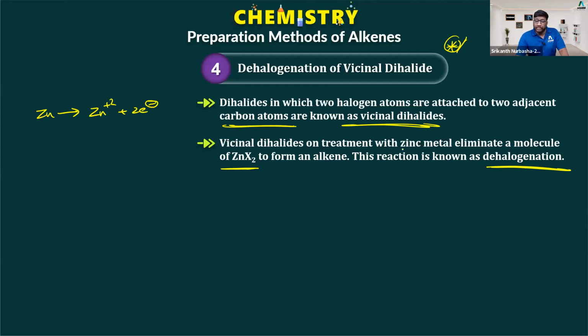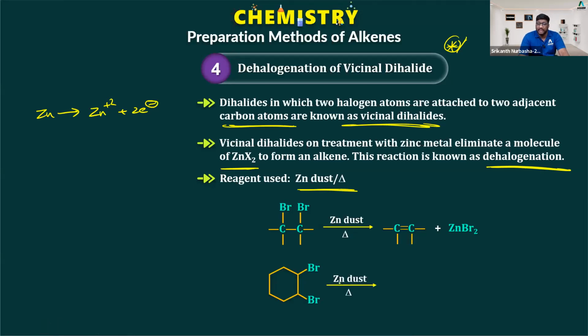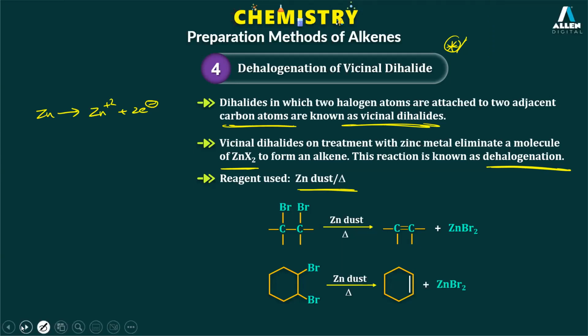So vicinal dihalides on treatment with zinc metal eliminate a molecule of ZnBr2, because in ZnBr2 we have zinc in the Zn+2 ion, and this reaction is nothing but a dehalogenation. Reagent used: zinc dust upon heating. Carbon connected to bromine, carbon, bromine, treated with zinc dust. ZnBr2 is going to be lost, and you will have the carbon-carbon double bond formation. So whenever you have a vicinal dihalide treated with zinc dust, ZnBr2 is lost and you get the respective alkene. Is that clear, students? Yes, sir.